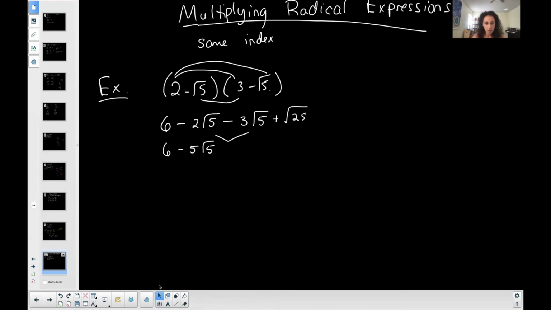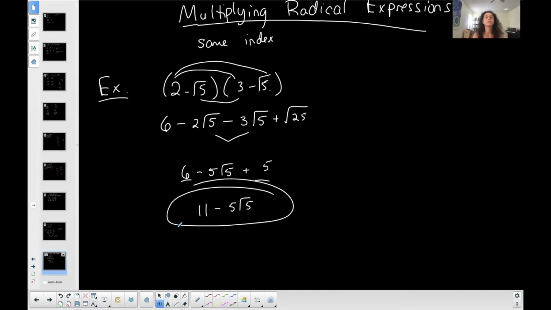I'm running out of space. Okay, and then the square root of 25 can be simplified. Anything that can be simplified, you have to. You have to go all the way. Square root of 25 is 5. So actually now I have two like terms, 5 and 6. So now I have 11 minus 5 times the square root of 5, which is my final answer.